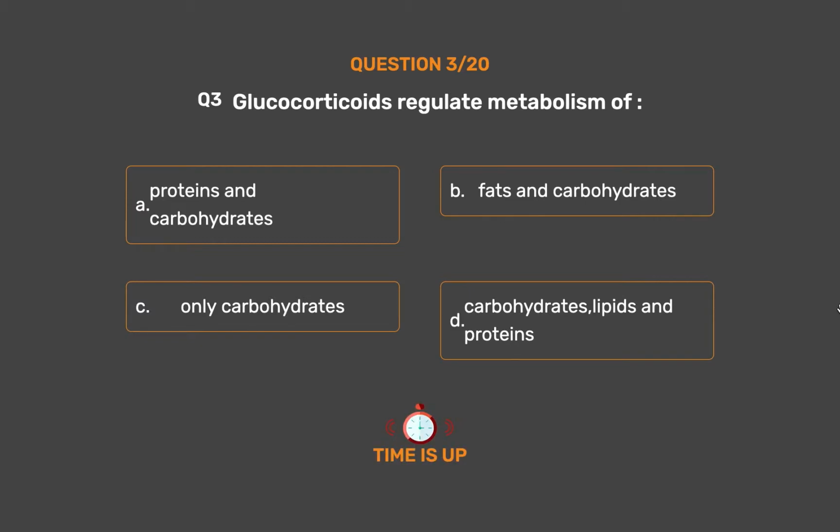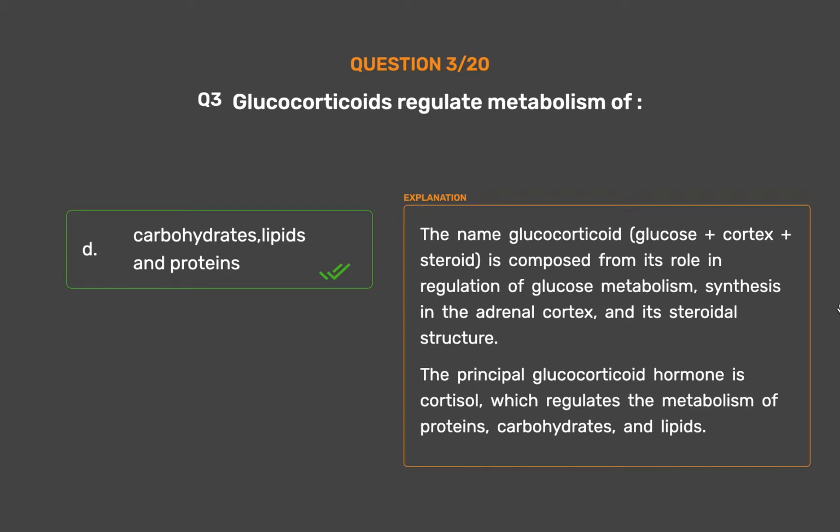The correct answer is option D. Carbohydrates, lipids and proteins. The name glucocorticoid, glucose plus cortex plus steroid, is composed from its role in regulation of glucose metabolism, synthesis in the adrenal cortex, and its steroidal structure. The principal glucocorticoid hormone is cortisol, which regulates the metabolism of proteins, carbohydrates, and lipids.